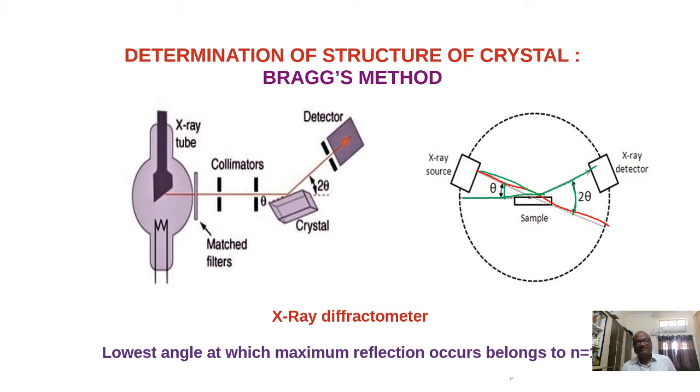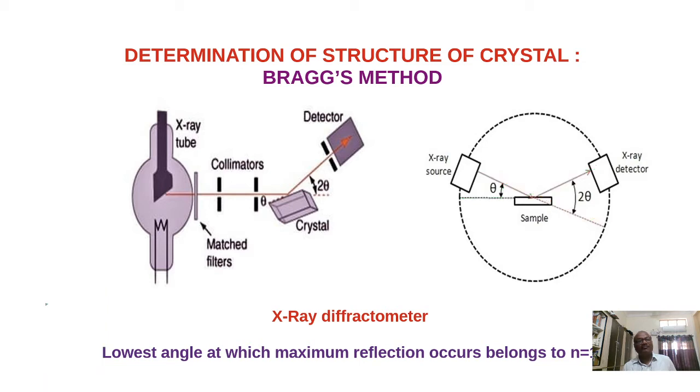The lowest angle at which maximum reflection occurs represents n is equal to 1, that is first order diffraction. Like this, we can measure the theta value.